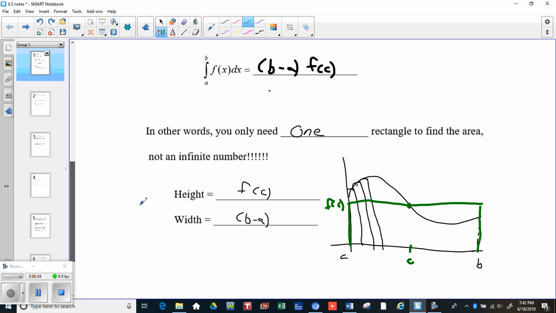All right, so let's go ahead and take a look at what that actually means with some examples. Or we're going to try to anyway. Here we go.